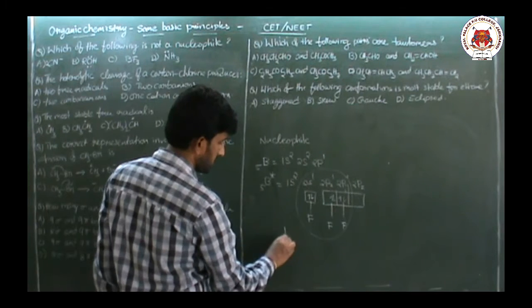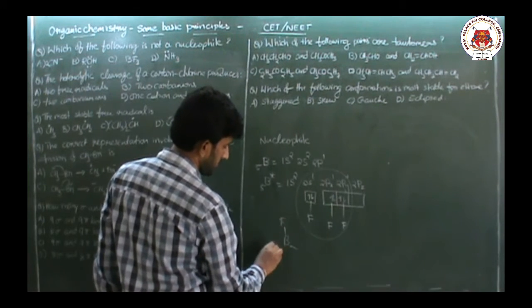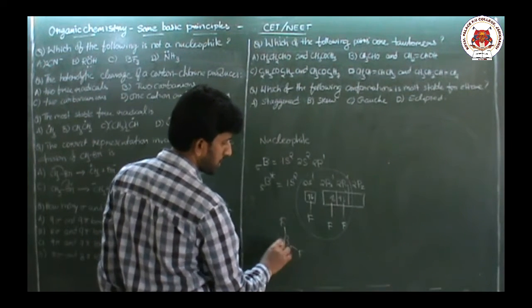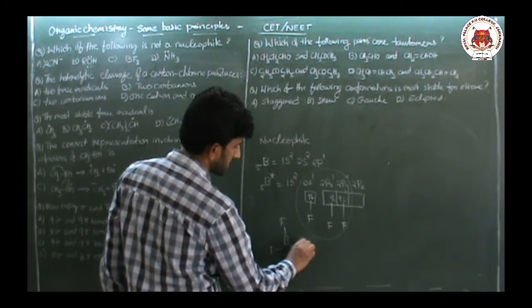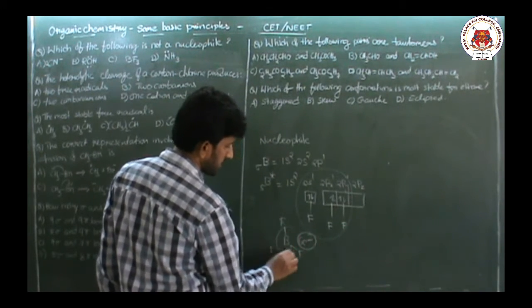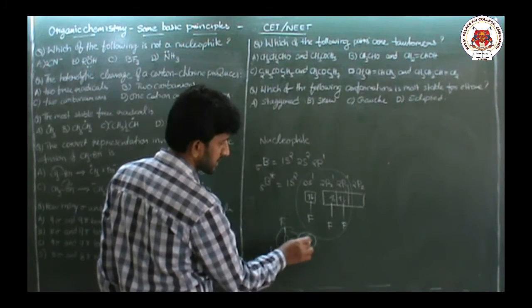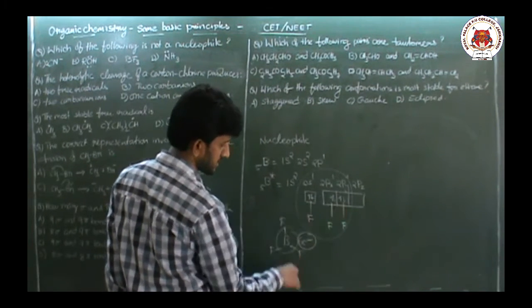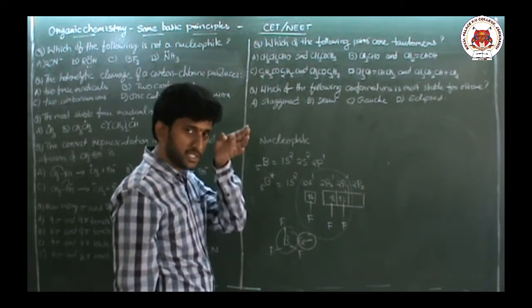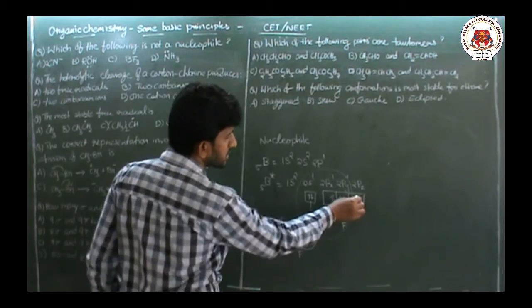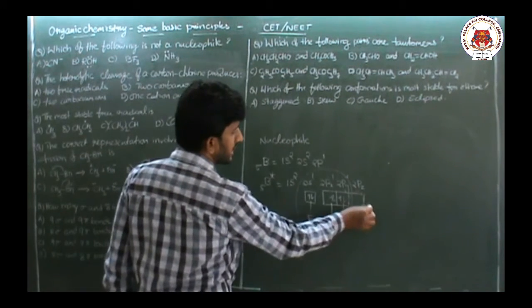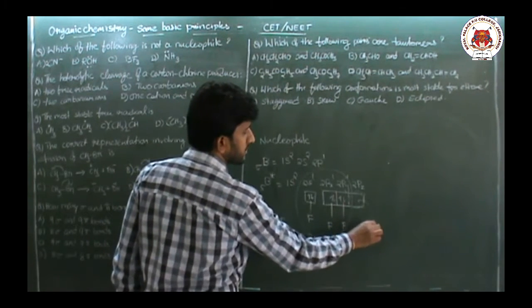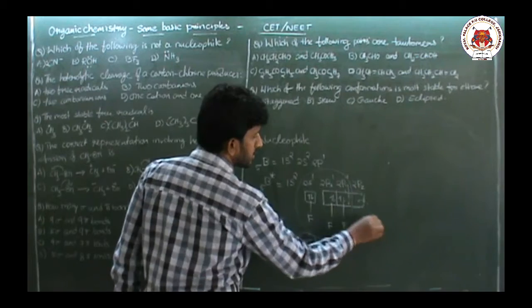So this is boron with 3 fluorine bonds. With 3 fluorine, so 3 bond pairs. 3 bond pairs means 3 into 2. How many? 6 electrons are there surrounding the boron. How many electrons are there? 6. 1, 2, 3, 4, 5, 6. 6 electrons means incomplete octet. And it is also having one empty p orbital, so that it can accept one electron pair. It can accept one electron pair.